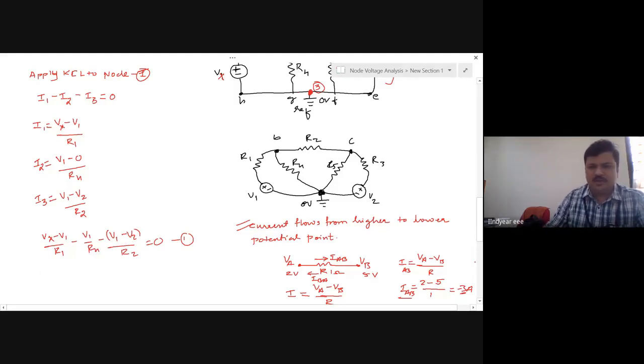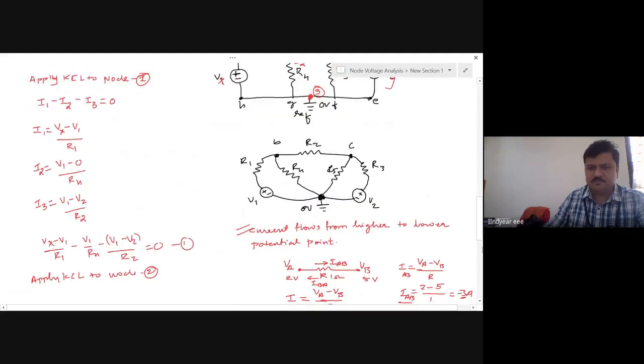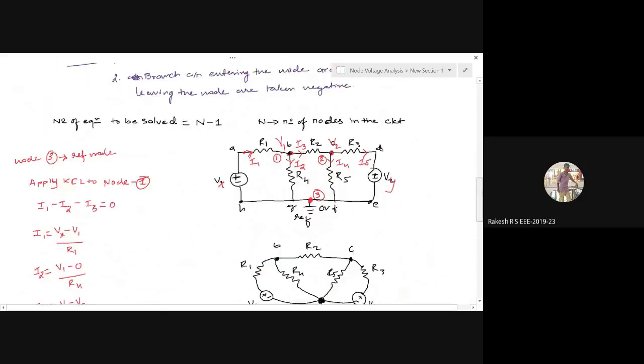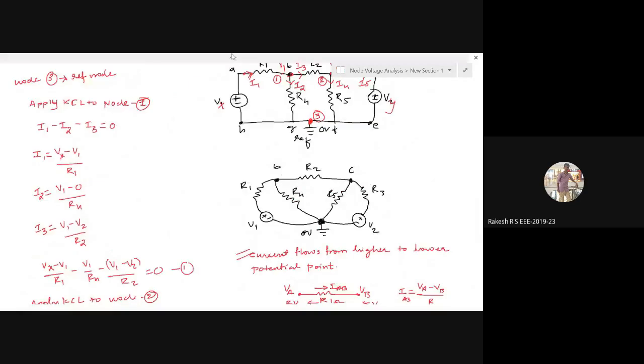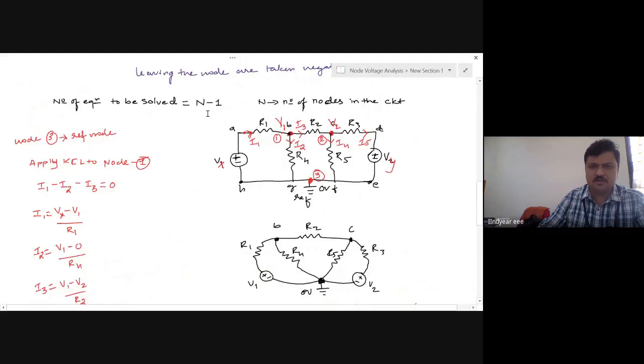Now similarly apply KCL to node 2. Apply KCL to node 2 here. So what I get? I3 minus I4 minus I5 is equal to 0. I will just copy the same circuit down there for our easiness.